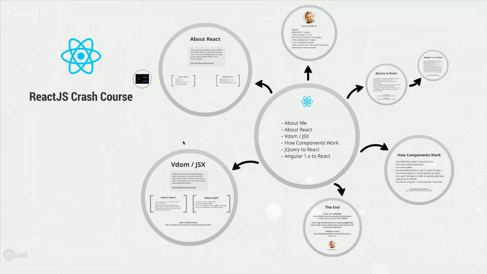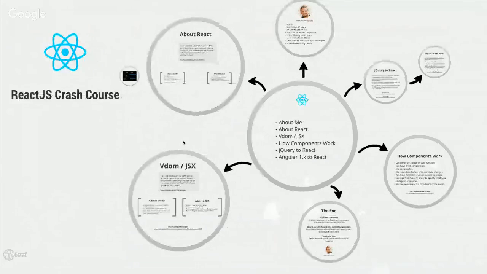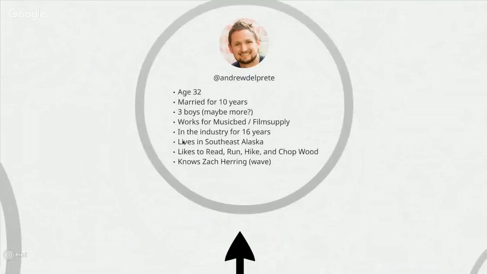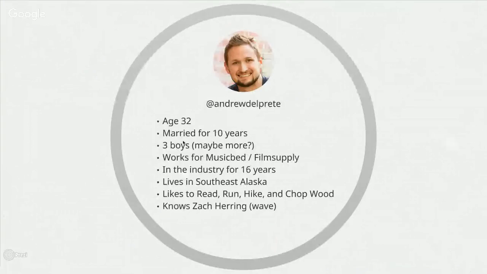Just a little brief history real quick. First we're going to talk about me for a second. We'll talk about React, the virtual DOM and JSX, how components work, jQuery to React, and Angular 1 to React. So I'm Andrew DelPrete. I'm 32. I've been married for 10 years. I've got a couple of boys, three of them, maybe more. I work for MusicBed and Film Supply.